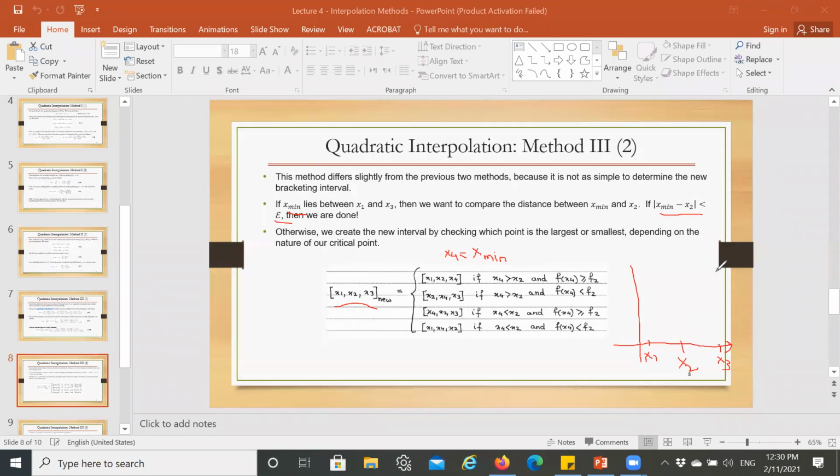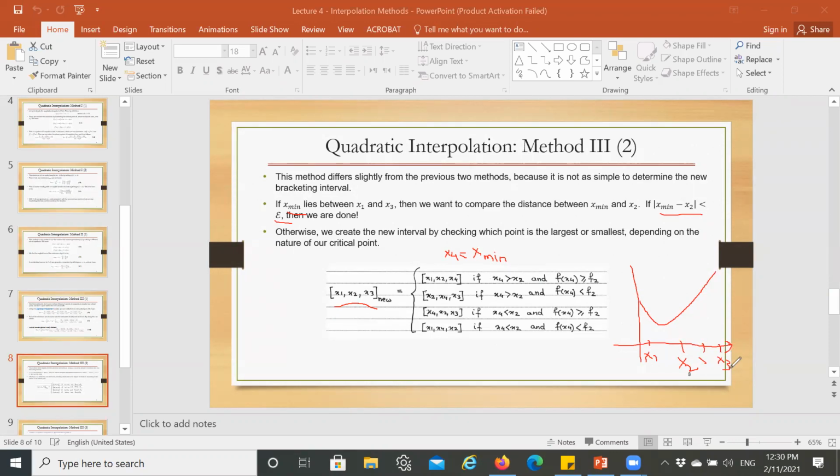That means we have something like this. If we say this is x4 or x min, you see that the functional value of this point is greater than the functional value of this point. So obviously the minimum would be in this bracket, and we can discard x4 to x3. So that is this case, and that makes my new set of points x1, x2, and x4.